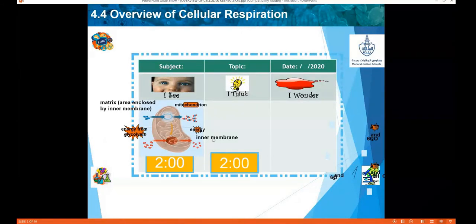So what is the structure which you see in this picture? Mitochondria. Yeah, it is a mitochondria. How did you identify it as mitochondria, Lee? We took it last year in the cell organelles.